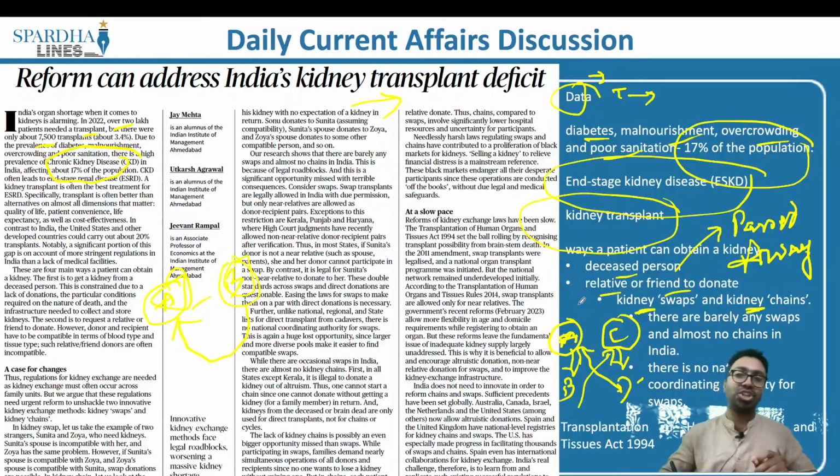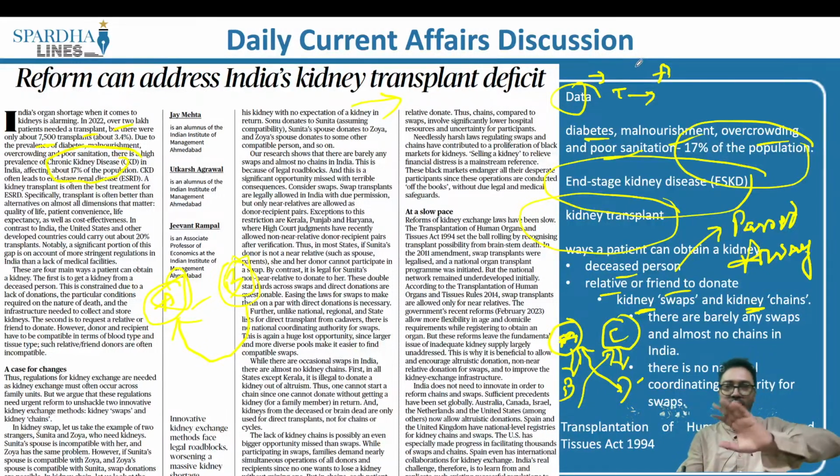Then there is the kidney chain. What is this kidney chain? Let me give you an example. Let's say, for example, there are several people here. One happens to be A. A is a person who is not related to any other person. This is also called altruistic kidney transfer. Then there is a person B, then a person C, then a person D as well as E. This person B now requires a kidney because he is suffering from end stage kidney disease.